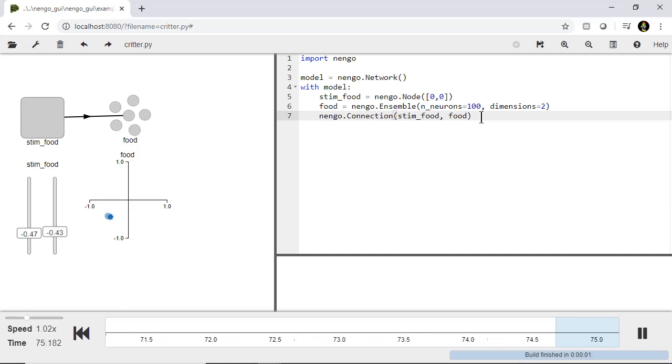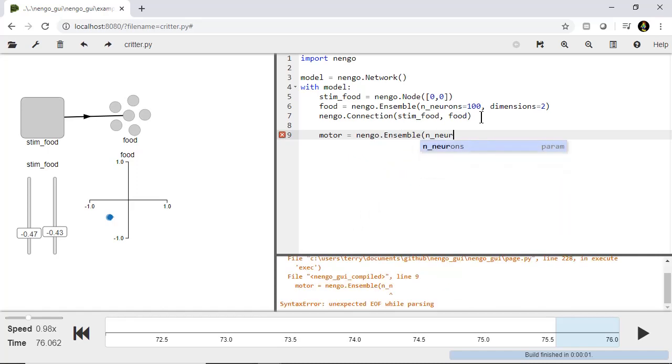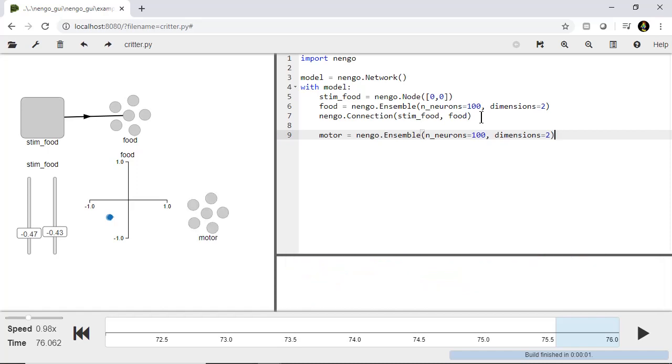And then let's have a really simple output. We're going to have a motor output. Neurons, 100, dimensions is 2, and we're just again going to imagine this is what command is being sent to my legs or to my motor system. Again, we're being as simple as possible. I don't want to simulate the physics of a leg and arm motions or even a sort of wheel behavior.